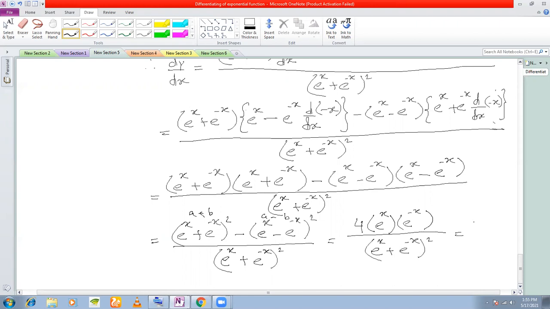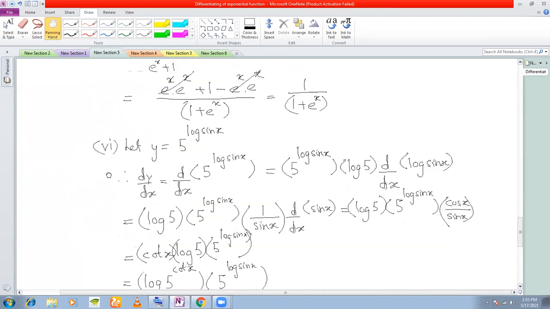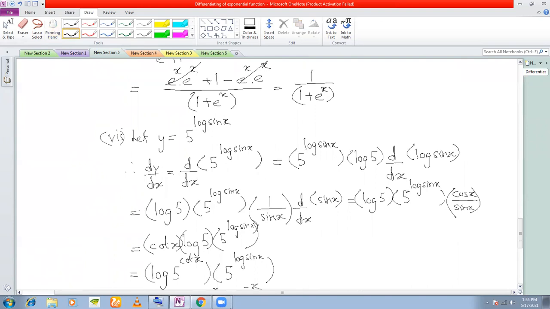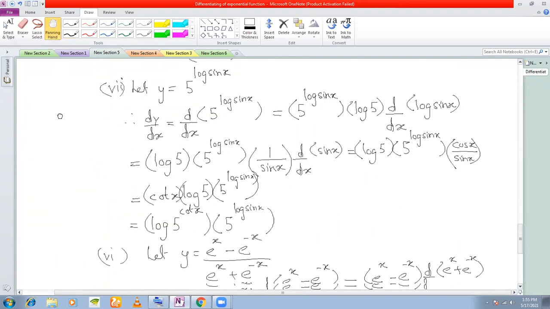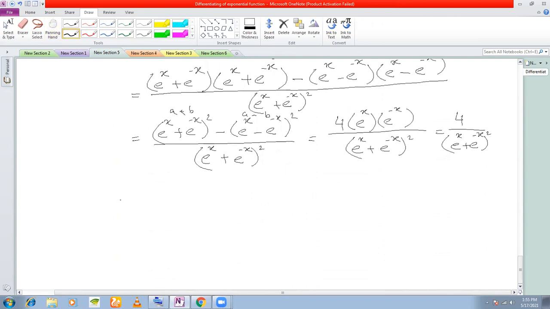So this will be, you can add the powers, e to the power of x minus x, which will be e to the power of 0, which will be 1, divided by e to the power of x plus e to the power of minus x square. That's your answer. And this was number 7, which I did. This was number 6.